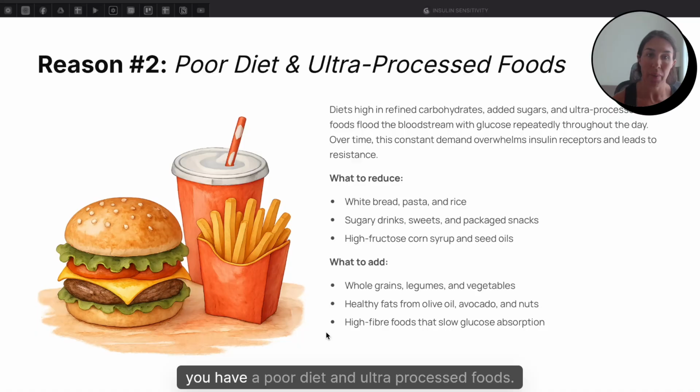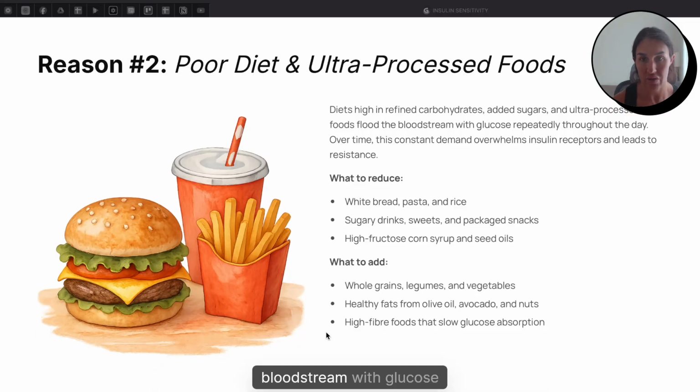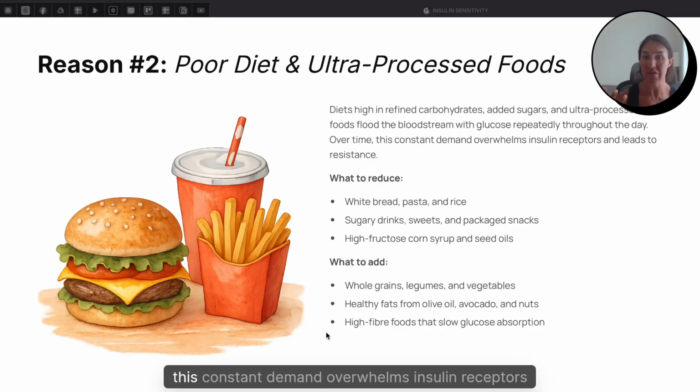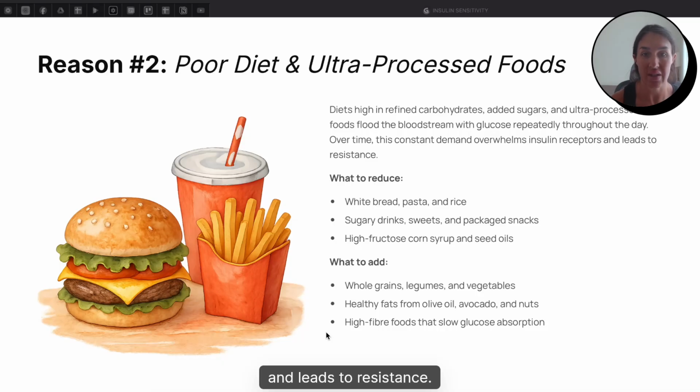Number 2, you have a poor diet and ultra processed foods. So diets high in refined carbohydrates, added sugars, and ultra processed foods flood the bloodstream with glucose repetitively throughout the day. So over time, this constant demand overwhelms insulin receptors and leads to resistance.